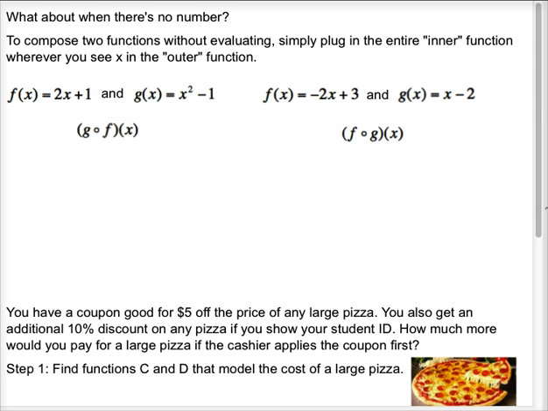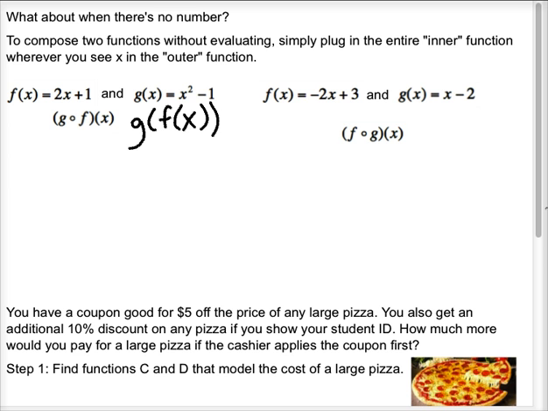Now, I just showed you how to do it with numbers. So now what happens when there is no number? To compose two functions without evaluating, you plug in the entire inner function wherever you see x in the outer function. So in this case, remember, I like to think of this as g of f of x.